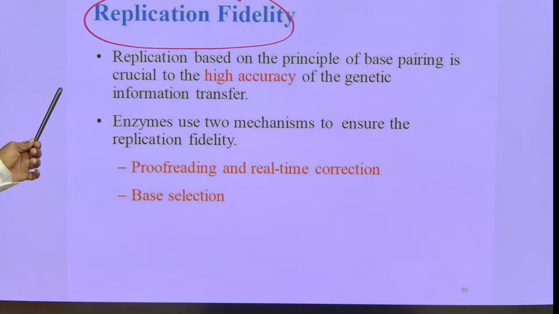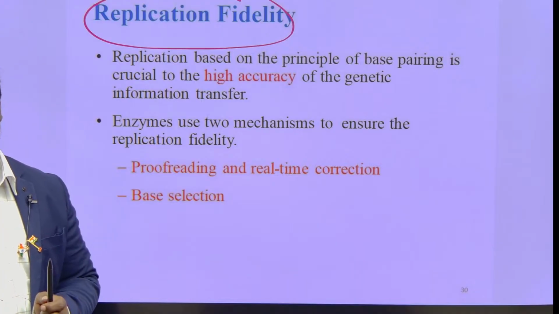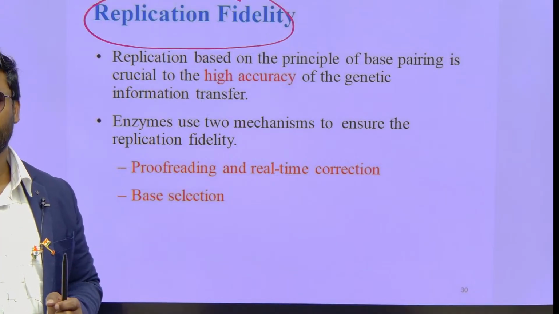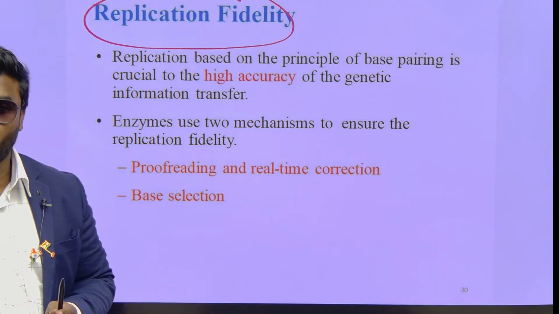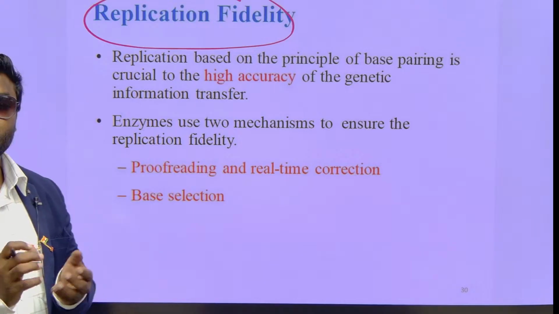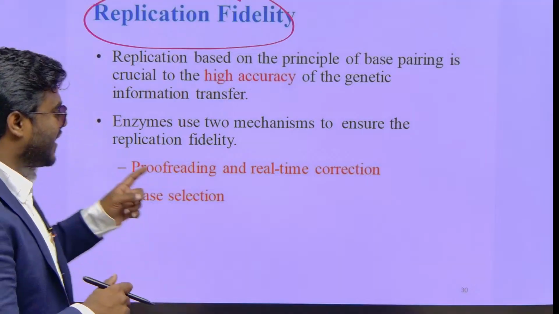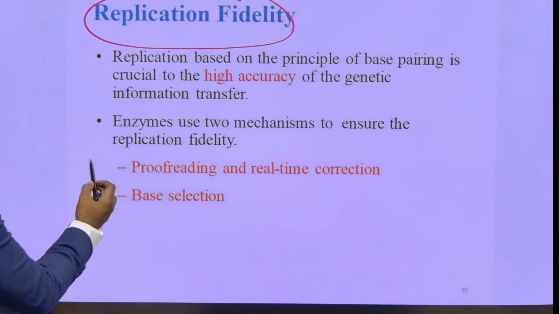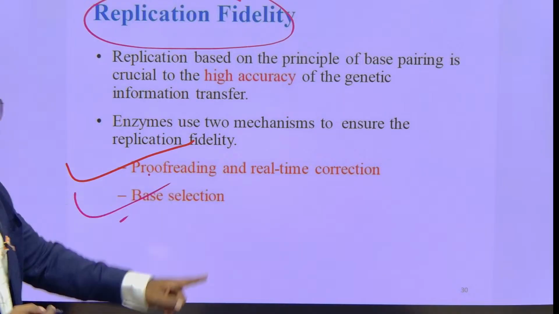This one is also very important, because whatever we read in genetics, even if one nucleotide or one base gets damaged in the coding region, it leads to a non-functional protein or a hyperactive protein. Hence, the entire information of the DNA has to be replicated with the highest accuracy. So to maintain that highest accuracy, we follow two mechanisms: one is proofreading and the other is base selection.